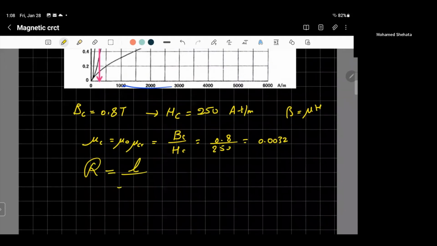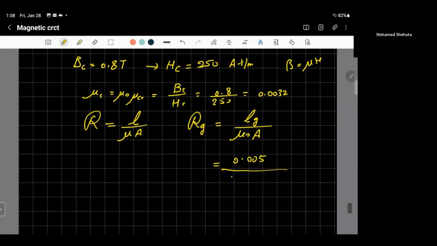So if you want to find the reluctance of the air gap, it's equal to L of the air gap divided by mu naught only, times the area. And then you calculate it. L_g is given, 0.00 something meter. Mu naught is equal to 4 pi times 10 to the negative 7, and the area was given, 0.1 meter squared. And then that would be the reluctance for the air gap. That's equal to 397,890 ampere turn per Weber.